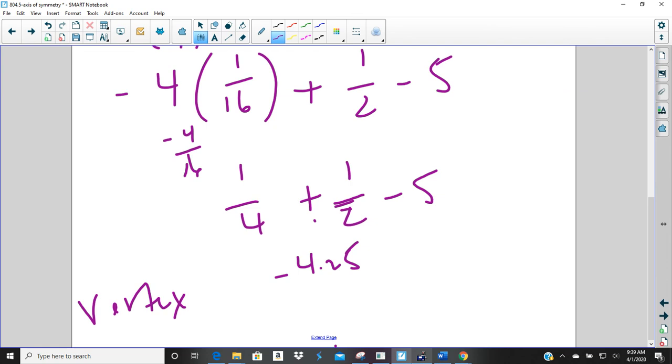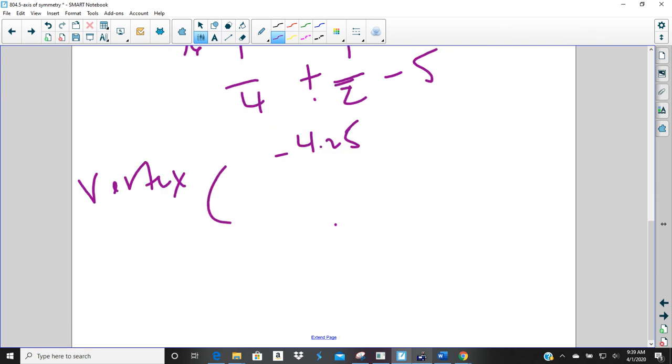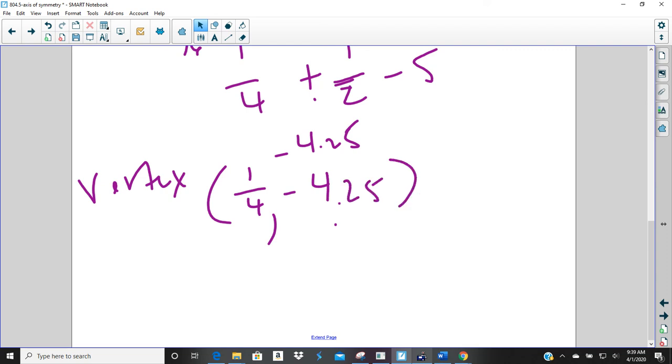My vertex is going to be my x value I found, which was 1/4. Oops, I didn't mean to make a parenthesis there, sorry. And my y value is negative 4.25. No way would I have ever found this by looking at the calculator and looking at the graph. By the way, you know I don't like to have mixed, so I'm going to put 0.25 and negative 4.25, but that's fine.